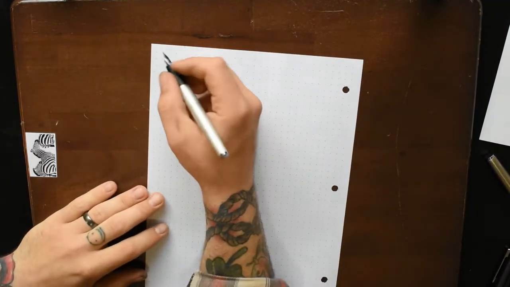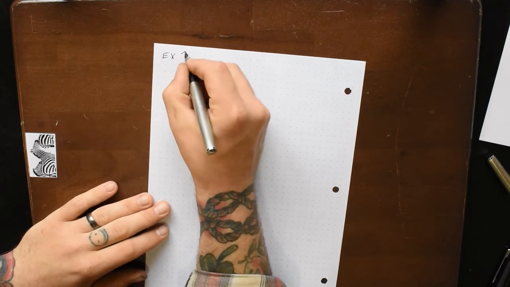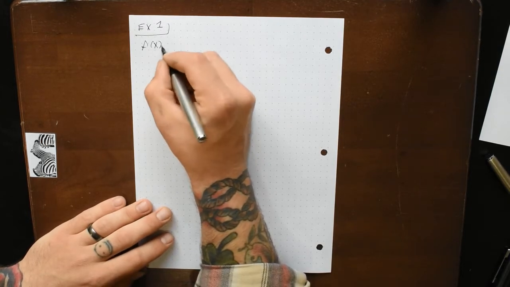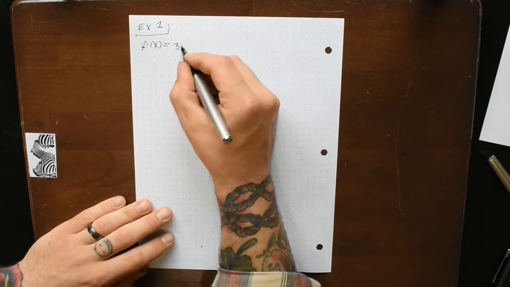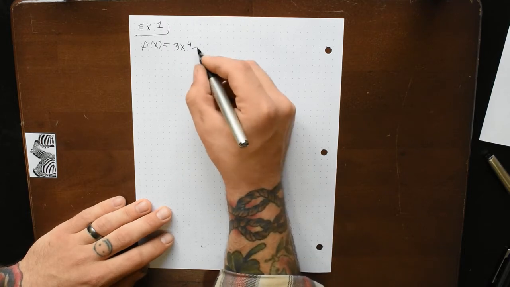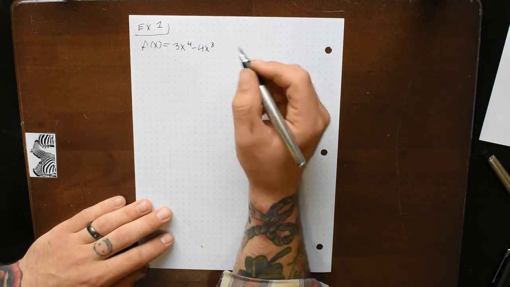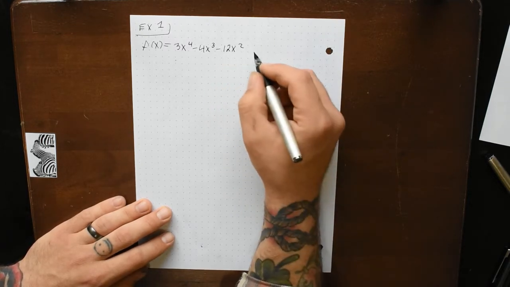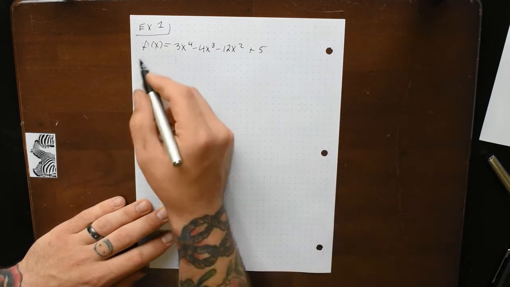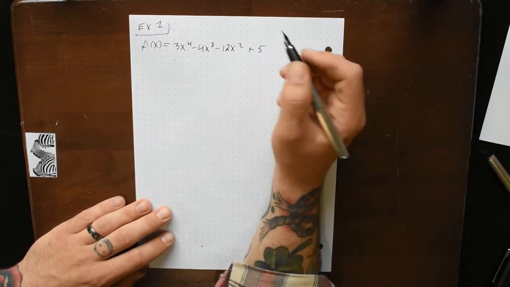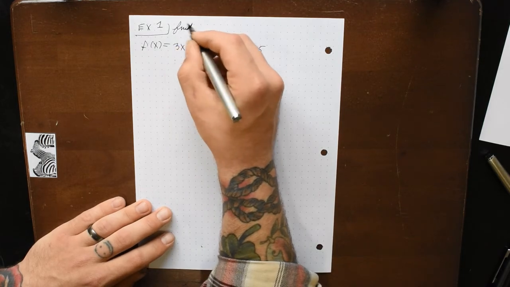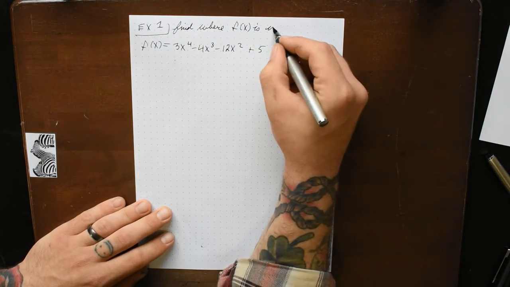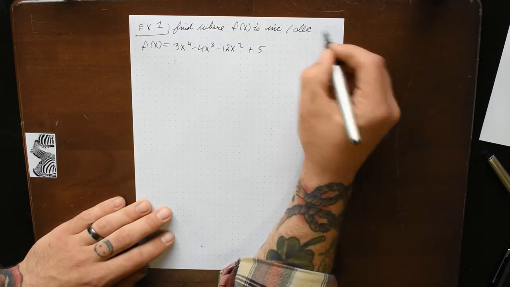So this will be the true example 1, out of the book. We've got this function f of x equal to 3x to the 4th minus 4x cubed minus 12x squared plus 5. And we're going to find where f of x is increasing and where f of x is decreasing.